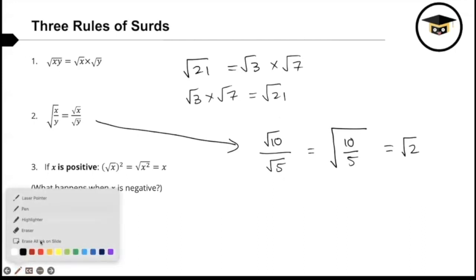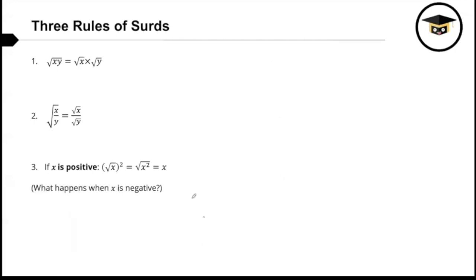The third rule, which we've already talked about and you should already know, is that if x is positive, then the square of a square root is just going to be the number itself. You can try this with any square root in your calculator. So if you put the square root of, let's say, 15, and you square that, basically what we're doing is square root of 15 times square root of 15. Well, this is equal to 15, okay?